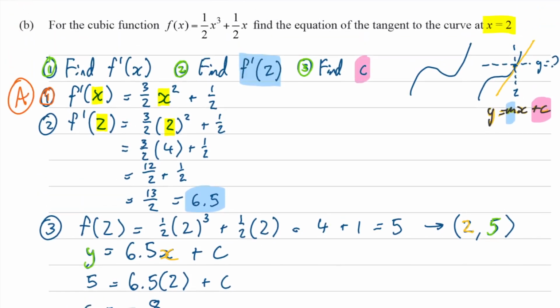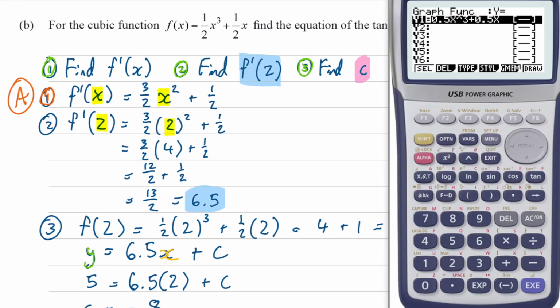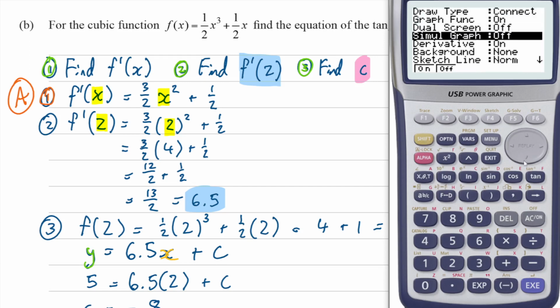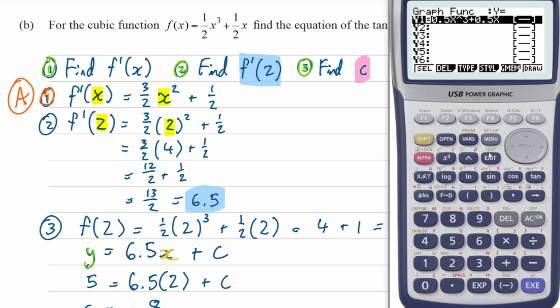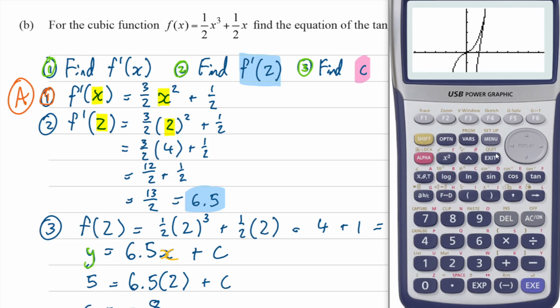Alright, so bonus if you stuck around. If you want to do this in about 30 seconds on your calculator, here's how. So put in f of x, so 0.5x cubed plus 0.5x, or half. You may need to turn this option on, so shift menu, scroll down to derivative, make sure that's on. For my calculator it doesn't work when it's off, but it's an emulator so it's a bit different. So we have our function, we hit draw. You can see, oh there we go. So we have our cubic.